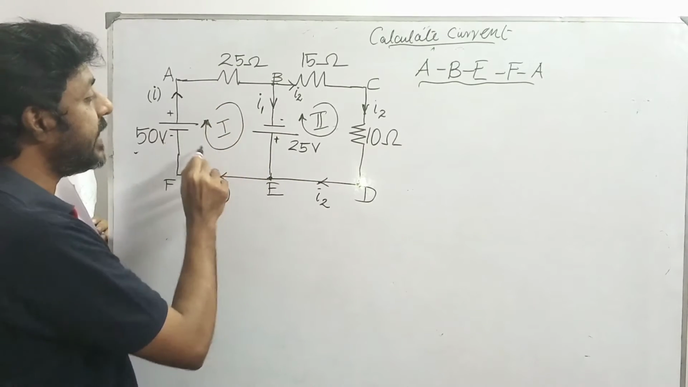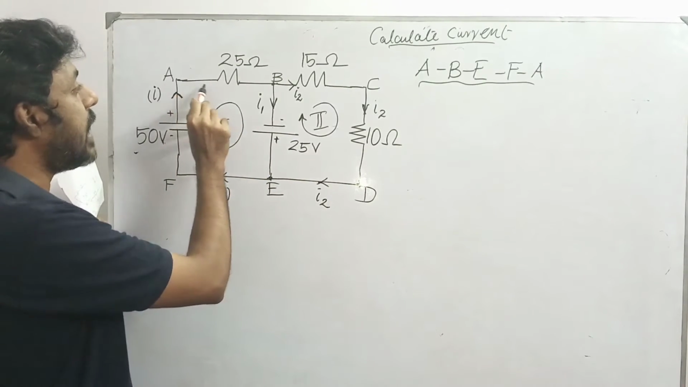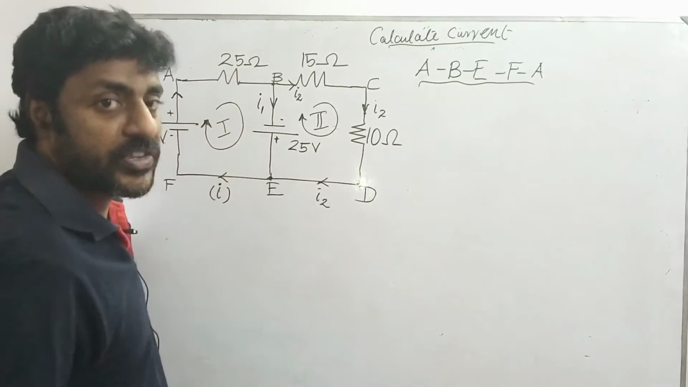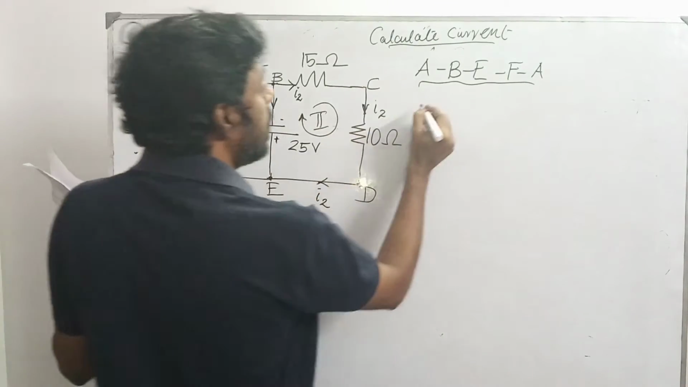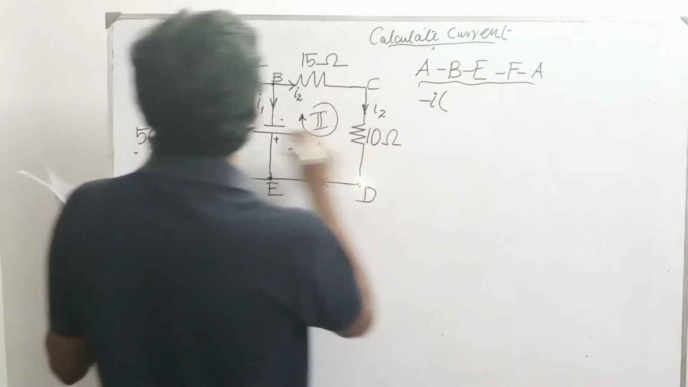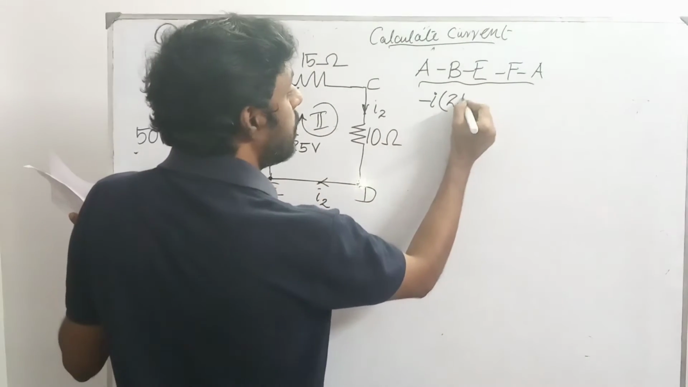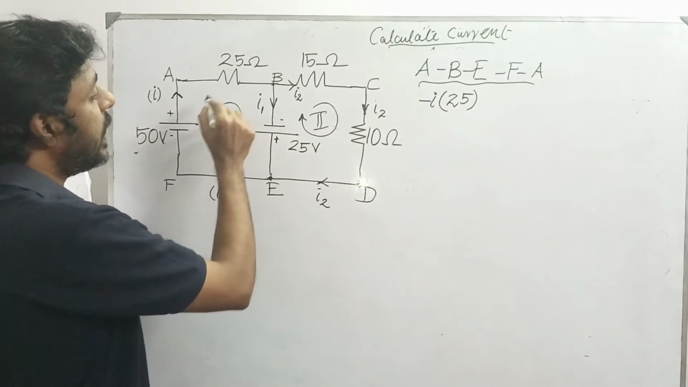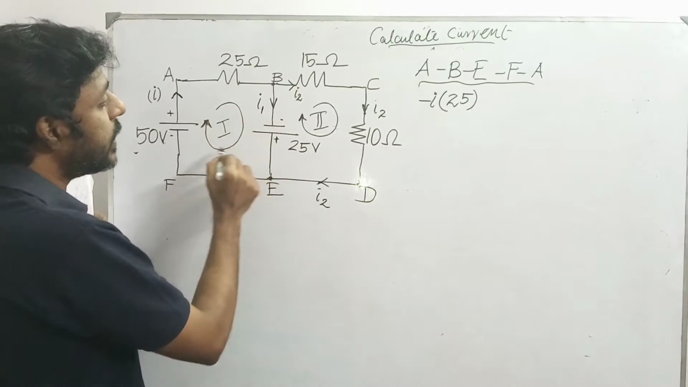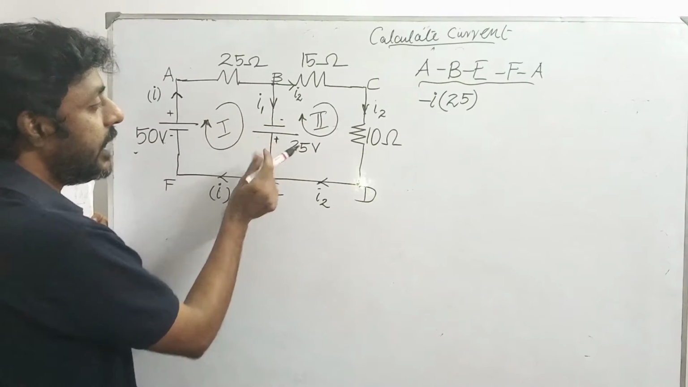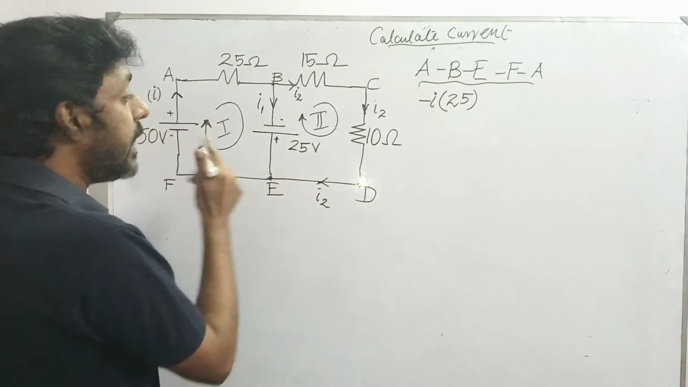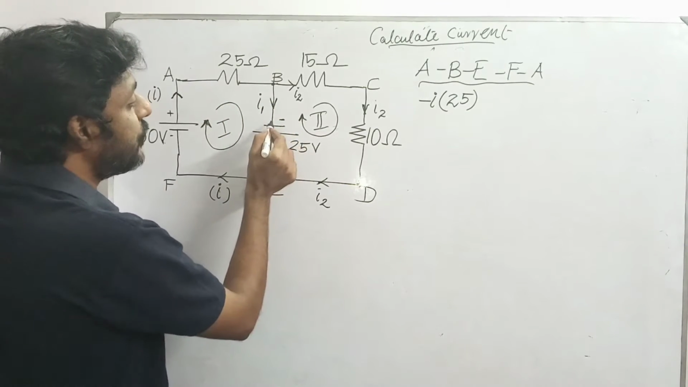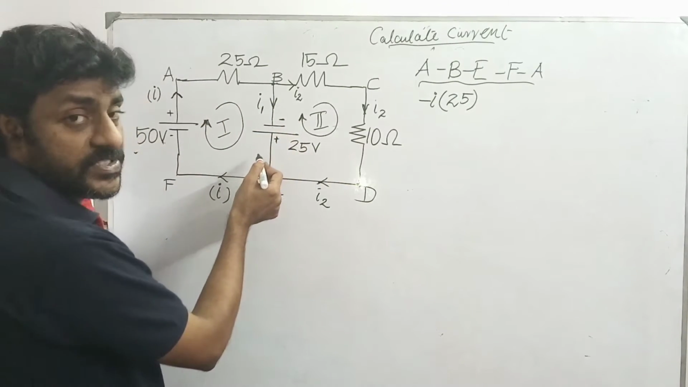As I keep on rotating in the clockwise direction, I encounter a current I that is flowing along with me, and it is passing through this 25 ohm resistor. So my value will become minus I into 25. Again, I encounter another current I1. While traveling in the clockwise direction, I also encounter a battery, a voltage source of 25 volts. I encounter the negative terminal of the battery first, then the positive terminal.